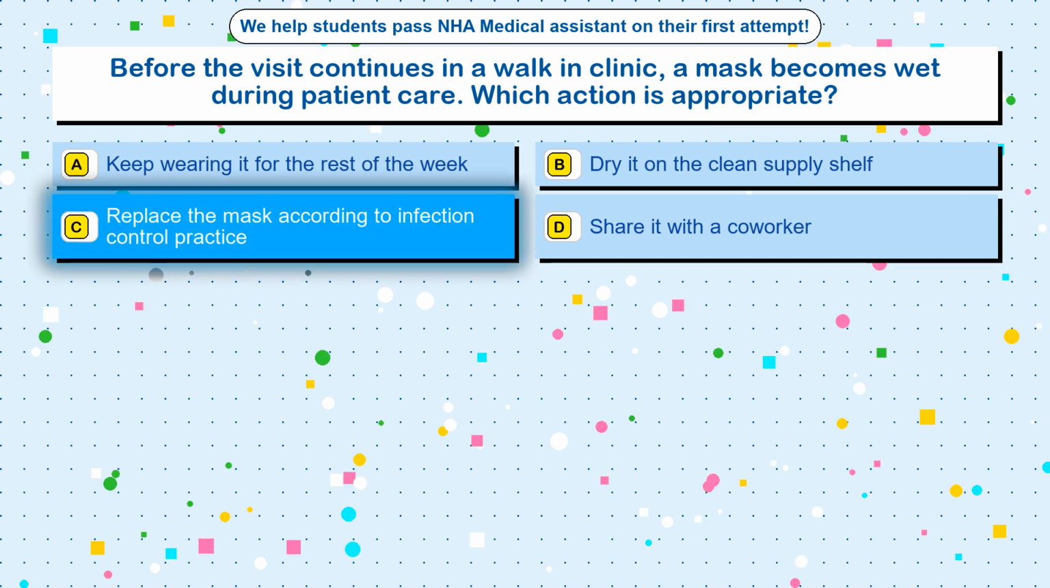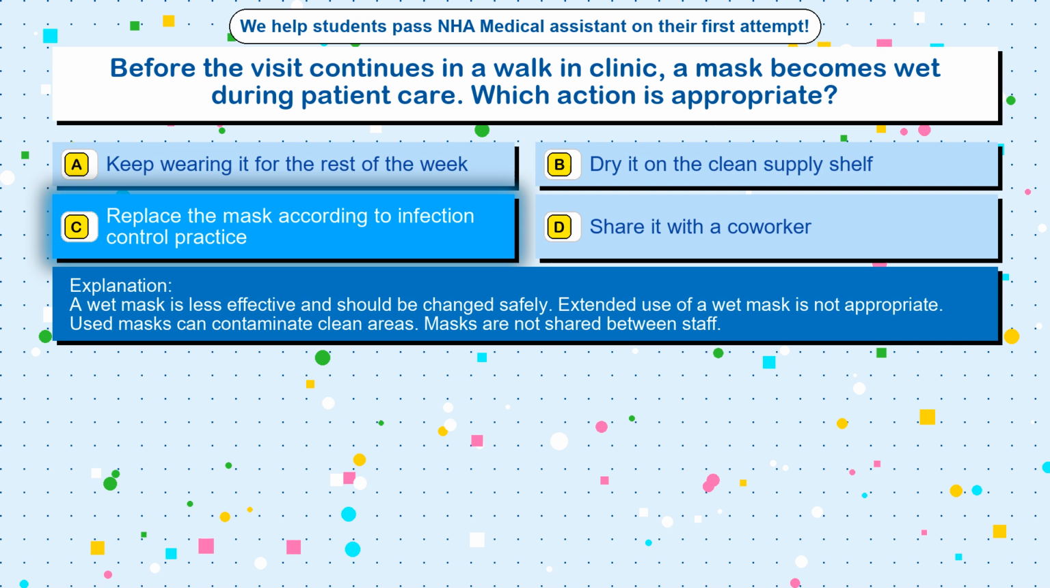The correct answer is option C, replace the mask according to infection control practice. A wet mask is less effective and should be changed safely. Extended use of a wet mask is not appropriate. Used masks can contaminate clean areas. Masks are not shared between staff.